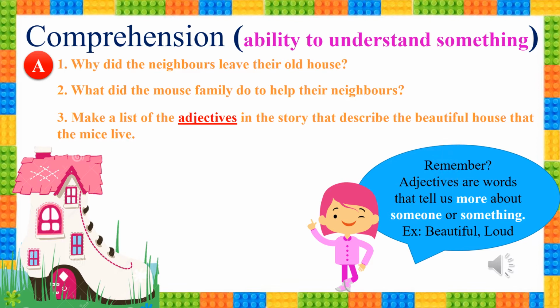So in this lesson, what are the adjectives they have used to describe the house? See in the first paragraph, third sentence of the story, it says, their house was tall and white, with pretty flowers in the windows. They have used two adjectives to describe the beautiful house. They are tall and white.